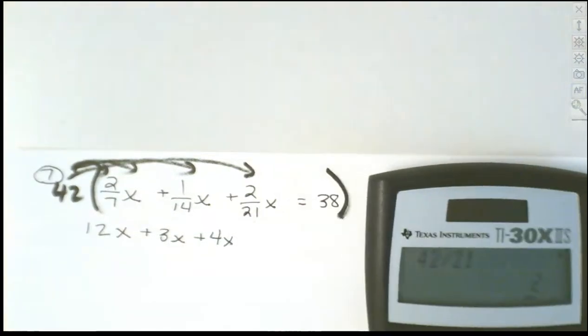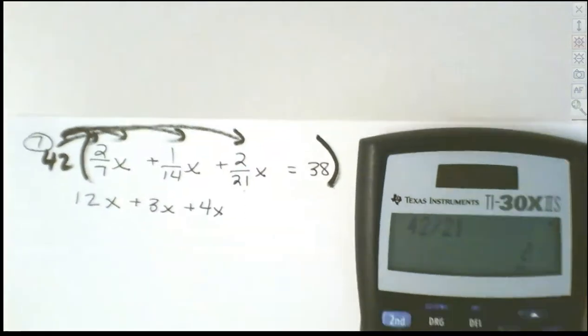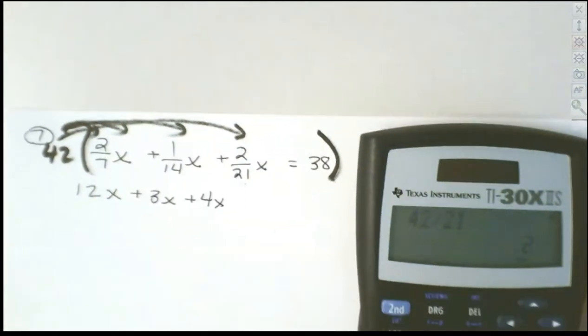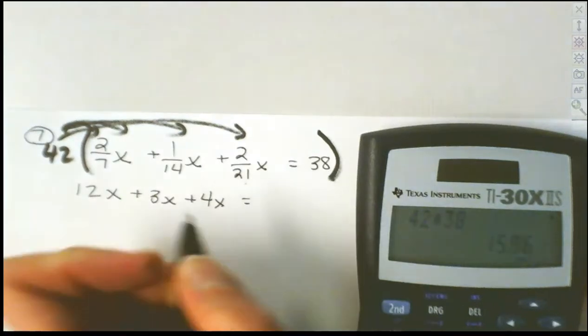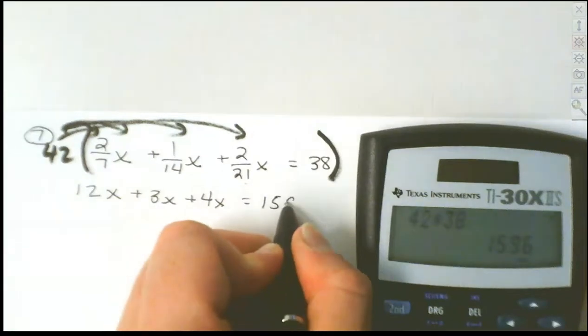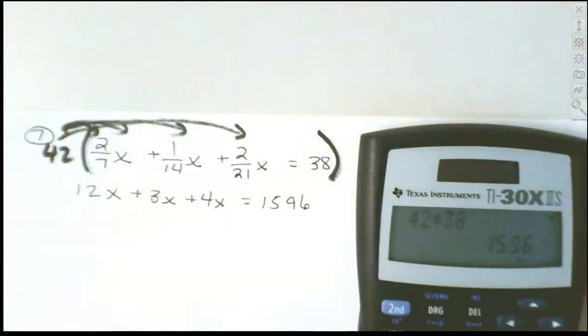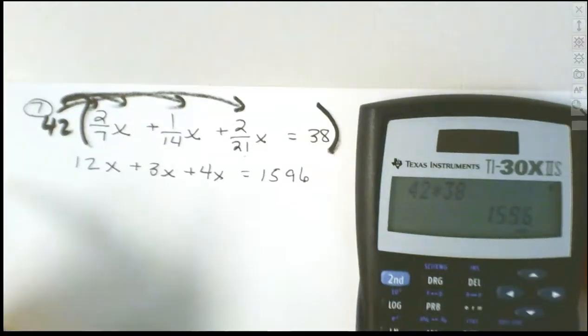And then do not forget the right-hand side. And that's going to be 42 times 38. And that comes out to be 1596. And that's okay because we have a calculator. We're not doing these by hand. We're using a calculator. So now we need to just work with this.